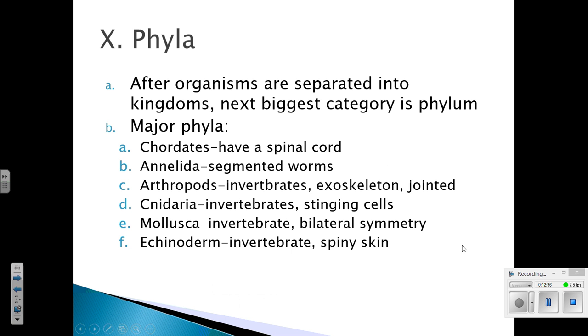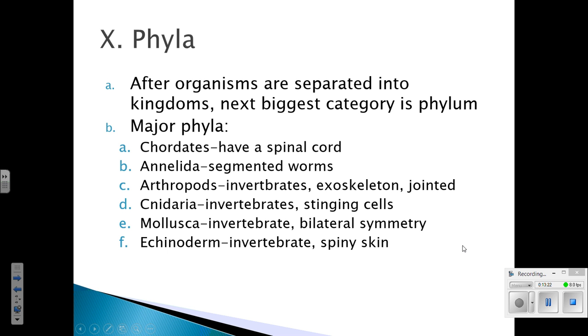Okay, after that, the phylas are going to be broken down more. So, for example, in the animal kingdom, you can be a chordate, which is what we are, because we have a spinal cord, or there's annelids, which are our worms, like our earthworms, arthropods, which are insects, spiders, all the crustaceans are in arthropod, so your lobster and shrimp and everything. The Cnidaria are going to have stinging cells, and they are going to be like the jellyfish and hydra and anemones. Mollusca, they are like the clams and octopus and snails.